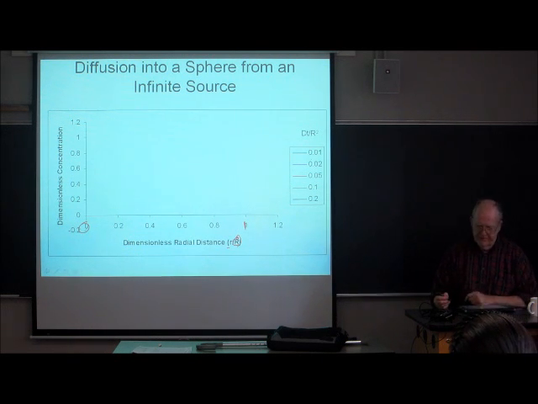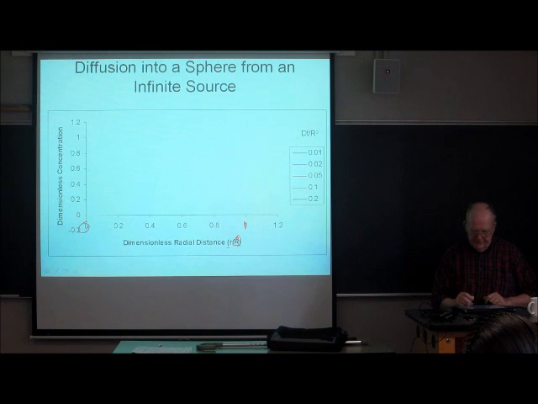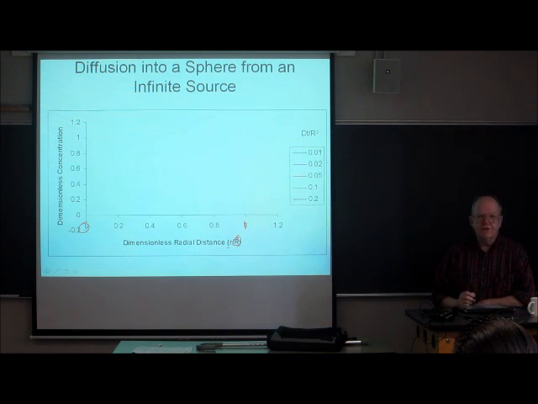So if I said Dt over r squared, at t equals zero, there would be nothing inside. It would be zero, zero, zero, zero, zero. It would hit the radius of the sphere, it would go up vertically, and then it would be one, one, one, one, one. That's hard to draw. So I took a short time.